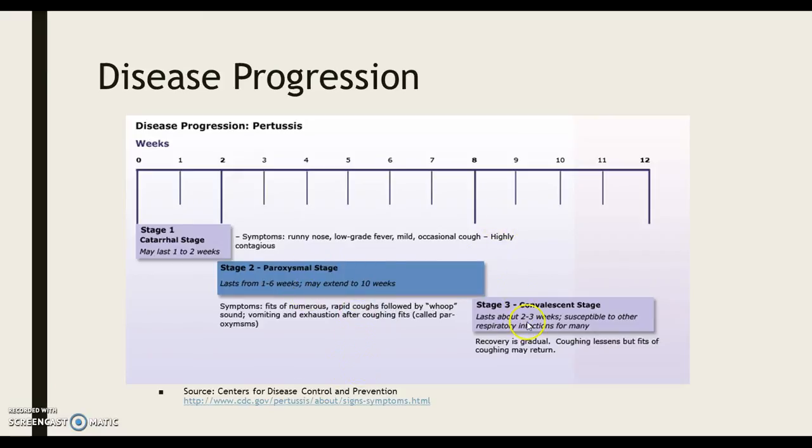Stage 3, convalescent stage: may cough less, and last for about 2 to 3 weeks, and the recovery is gradual.